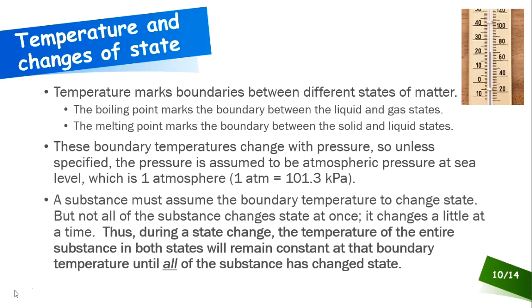Now, here's an important point. A substance must assume a boundary temperature to change state. So in other words, you've got to have that boundary temperature in order to cross over the boundary. When you reach the boundary temperature, the entire substance will remain at that temperature until all of the substance has changed state. It's a very important point. While you're in that state change, the temperature of your substance will remain constant at that boundary temperature. Only when all the substance is transformed into the new state do you begin to see a rise in temperature.